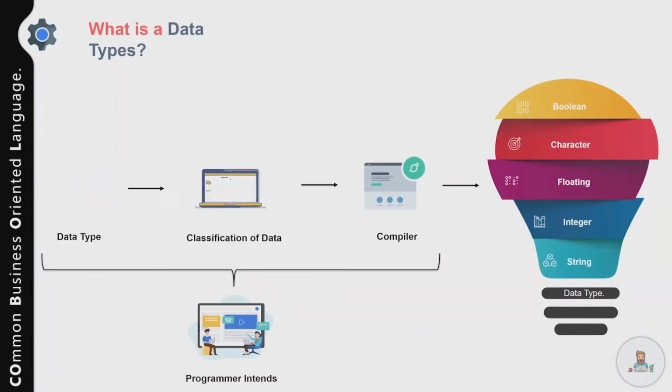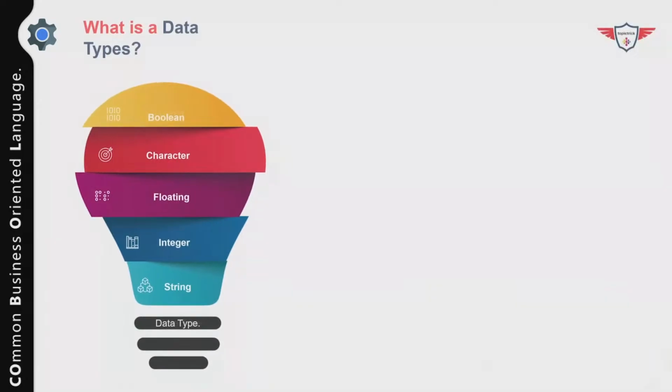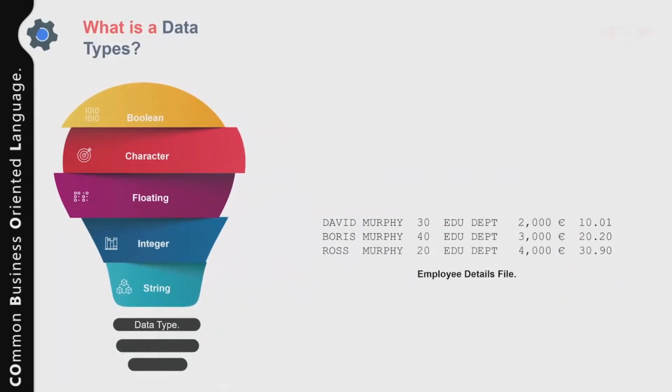We process this data in various ways, such as performing mathematical calculations or sorting it in a specific format. This data comes in different forms. For example, the employee detail file, which is a sequential file, has different categories of data. The first column is the employee name, which is a string of characters. After that you have employee age, which is an integer.